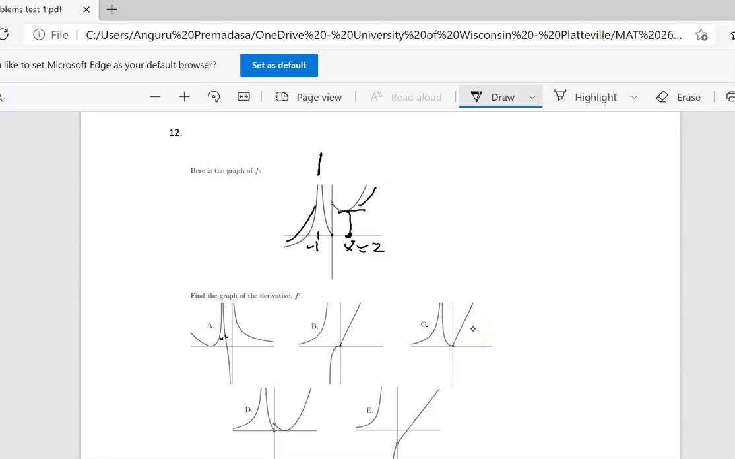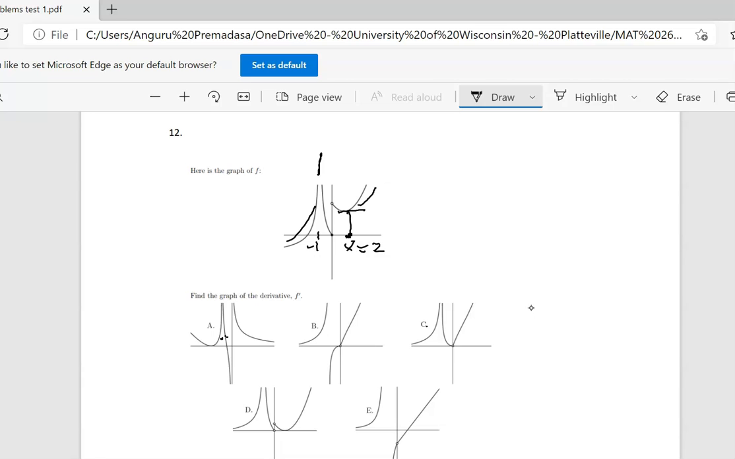Okay, and then again it has to be below there because f is decreasing between 0 and whatever this 2 is. That means the derivative is below the x-axis from 0 to 2 also. So you look for something where it definitely can't be this, because from 0 to 2 it's above the x-axis. Definitely can't be this, definitely can't be this. Like that, you can find out which one goes below the x-axis from 0 to 2.